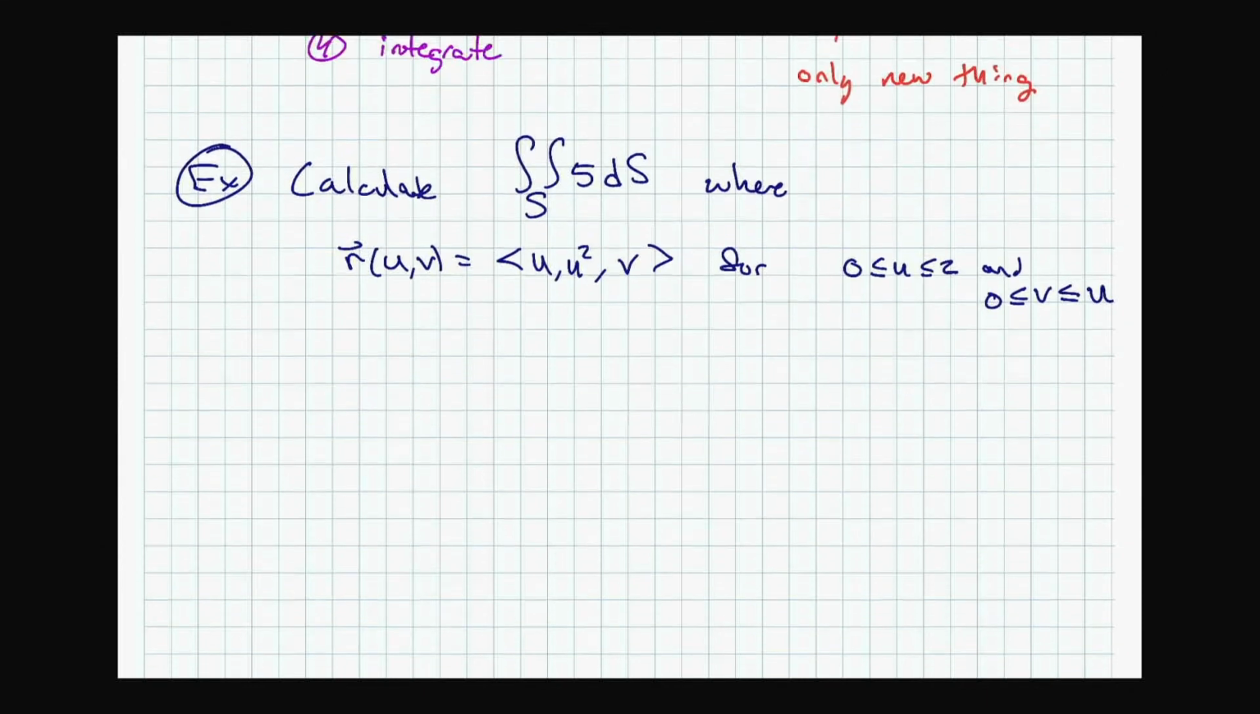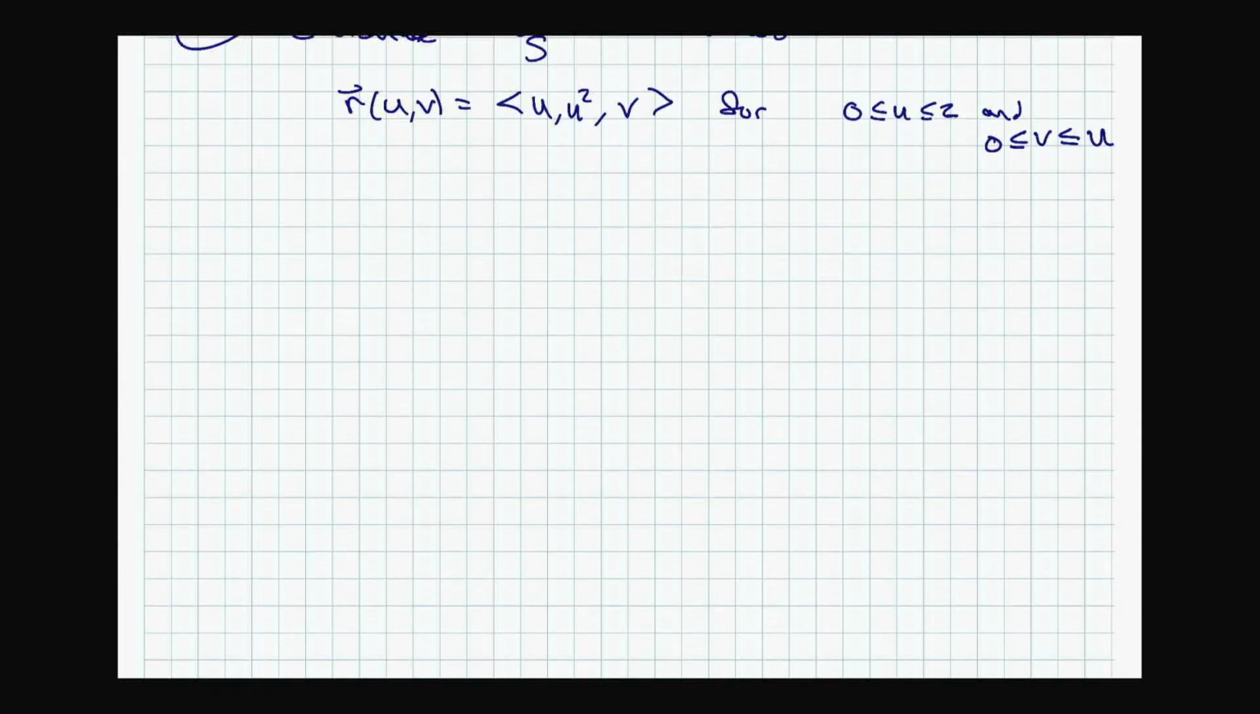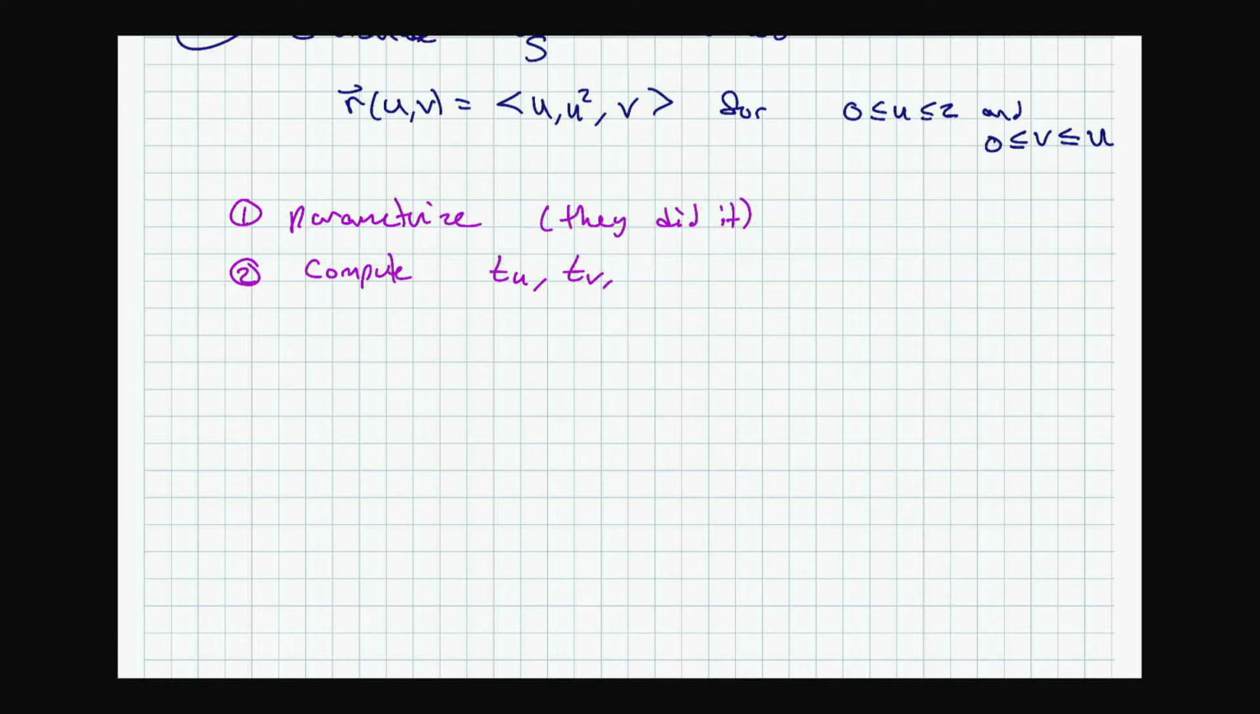So how would we do this? Well, let's just follow our steps, right? So our first step would be to parameterize, except they did, so we don't. So they did it. The second step would be to compute. We're going to need the T_u, the T_v, and at some point that cross product, which we were doing on Wolfram last time because we were lazy, and probably we still are. All right, so let's write this.